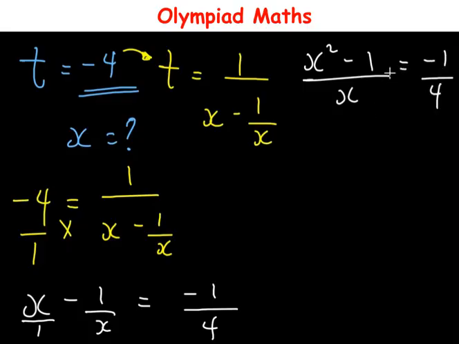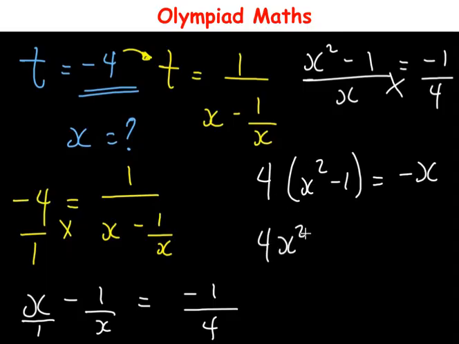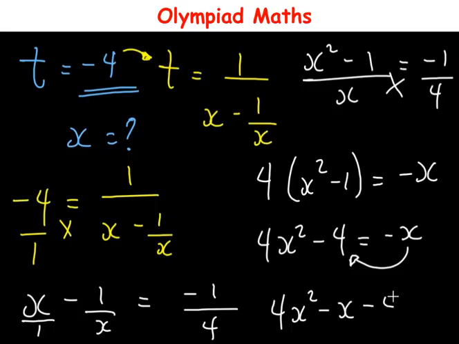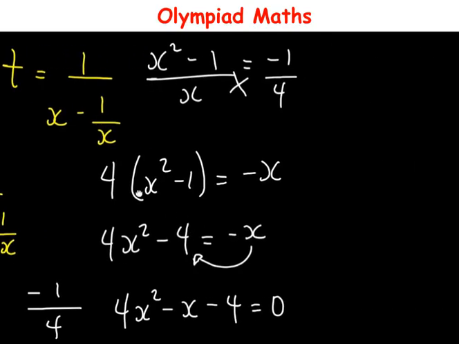From here, simply cross multiply. So 4 multiplied by this, we have 4 into bracket x squared minus 1 equals x times minus 1, which is minus x. So 4 times x squared is 4x squared, 4 times minus 1 is minus 4, equals minus x. Move minus x over to this side. We have 4x squared minus x minus 4 equals 0. So looking at this, we have a quadratic equation.